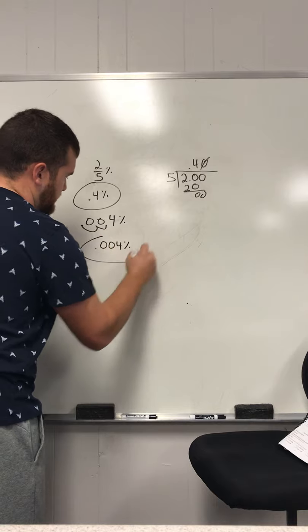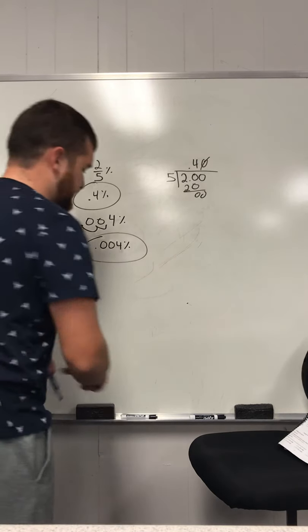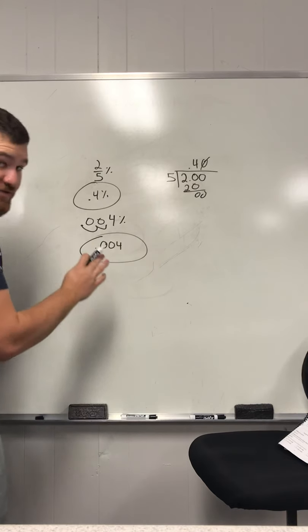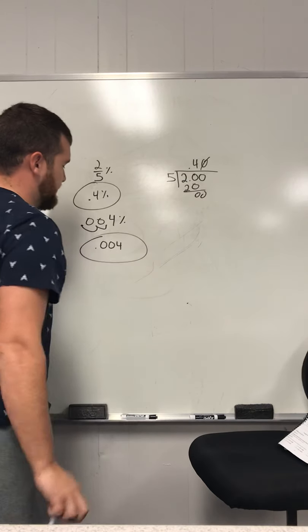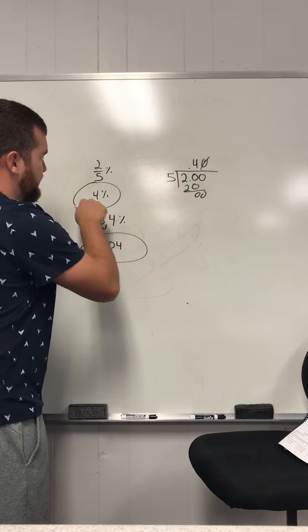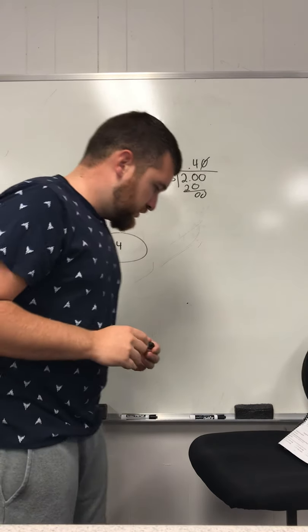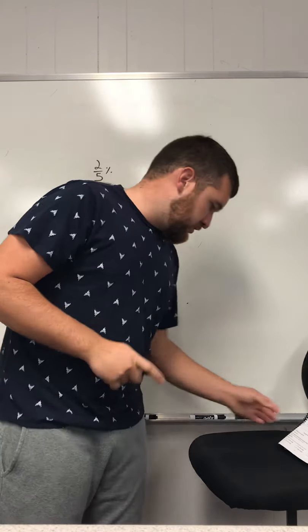So your answer is 0.004. Sorry. You get rid of the percent. That's the whole point of moving it 2 places to the left, to drop the percent. So this is your decimal, and this is your decimal percent. Okay? All right.